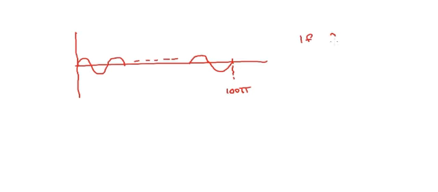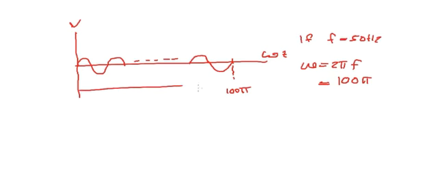If f is equal to 50 hertz, omega equal to 2 pi f, that is equal to 100 pi. That means this is omega t, this is voltage or current. In 1 second, it will complete 50 cycles, or it will complete 100 pi radians. Okay, 1 second. This is 1 second, not 1 cycle. 1 cycle is this.